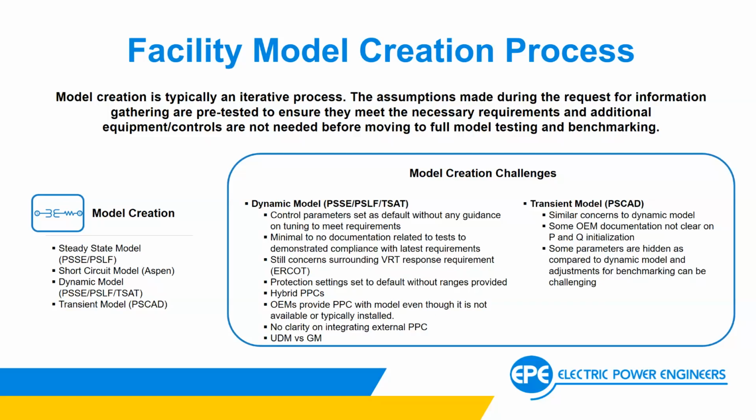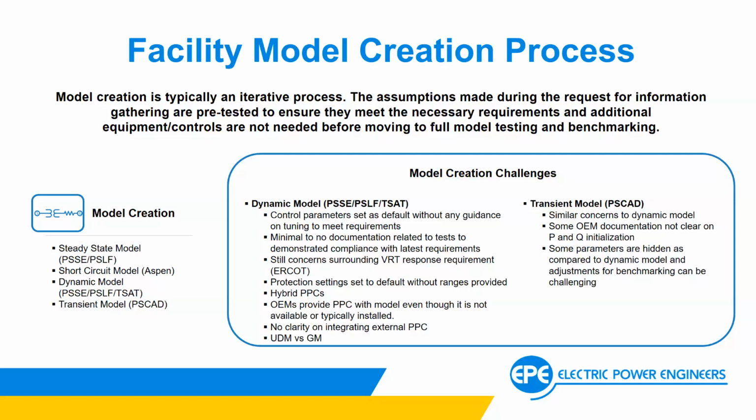In the dynamic models, again, protection settings are sometimes set to default without any ranges provided. Sometimes they need to be adjusted to meet the ride through requirements, et cetera. Not having that handily available just results in more time being spent back and forth confirming values that pass or working through other solutions. And then we move into hybrid PPCs and just power plant controllers in general.